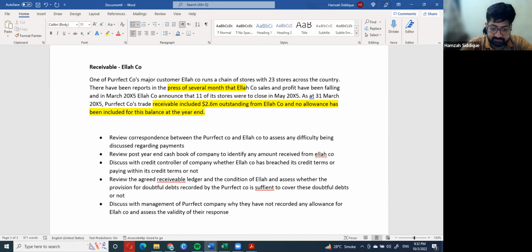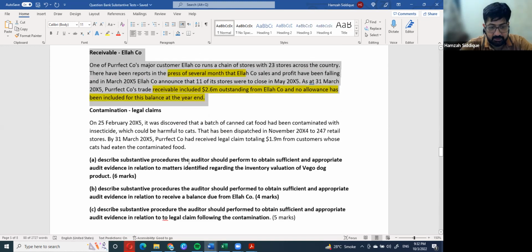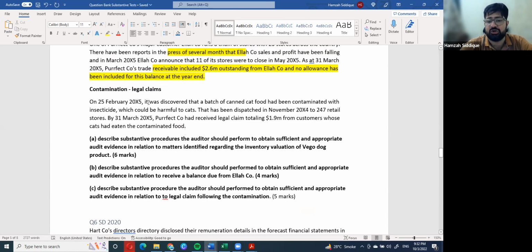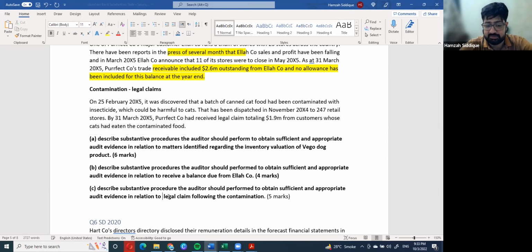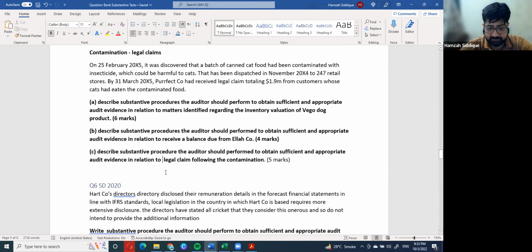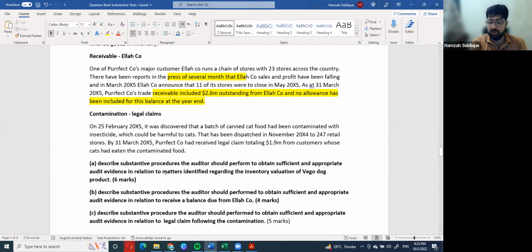I hope it is clear so far. So legal claim, a similar question we have done. Last question, cat food has been contaminated. Legal claim they have received. So the last question, we did one part on the same. It is the repetition of the same. So students, I hope you can do it yourself. And I hope today's session was fruitful for you.